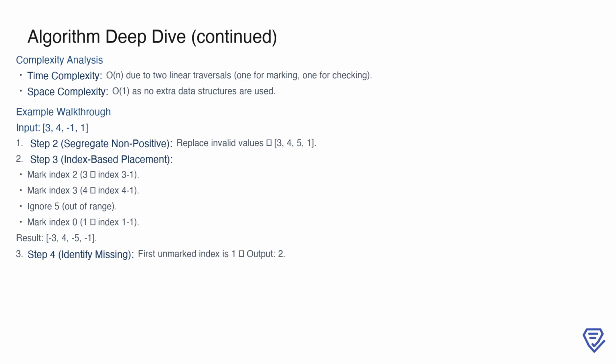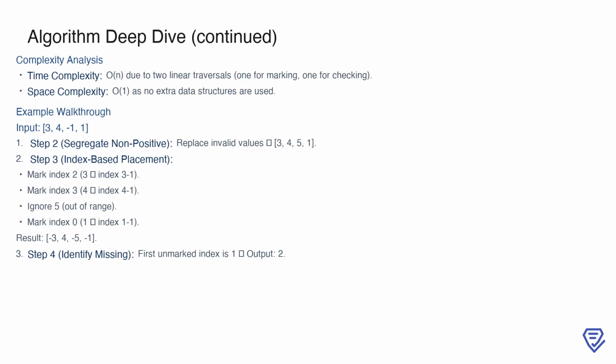Now let's walk through an example to solidify the concepts. Consider the input array 3, 4, -1, 1. In the first step, we replace invalid values, resulting in 3, 4, 5, 1. Next, we apply the index-based placement.